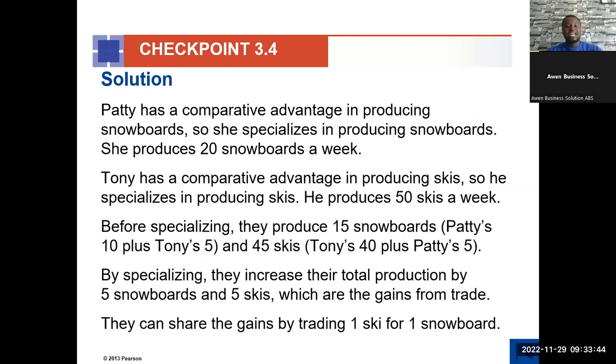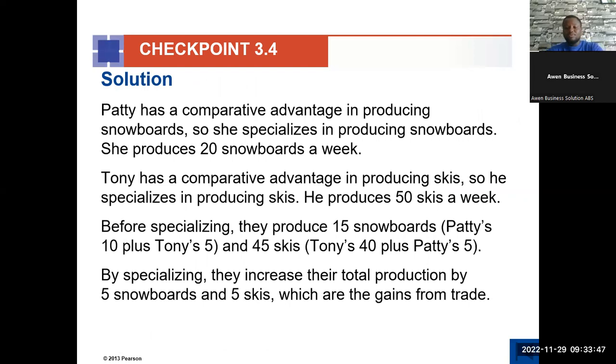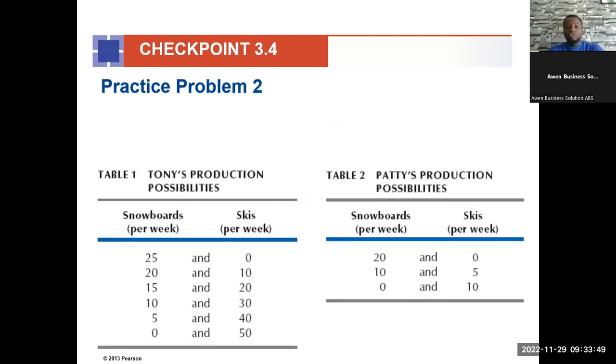So they can come together, and then they just trade one snowball for one sky, because I have increased my production. See, initially this is where they were, right? 10 and 5, and 5 and 40. Now we've produced 50 skies, and we've produced 20 snowballs. So now this guy will give this guy an additional 5 snowballs, so he will have 15, and then this guy will have 10.